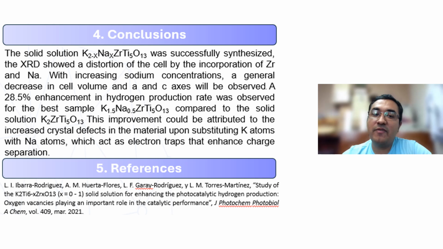A 28.5% enhancement in hydrogen production rate was observed for the best sample with 0.5 sodium, compared to the solid solution with only zirconium. This improvement could be attributed to the increased crystal defects in the material upon substituting potassium atoms with sodium, which act as electron traps that enhance charge separation.